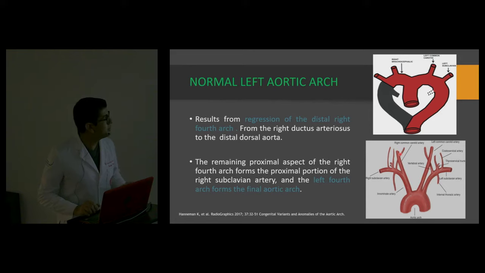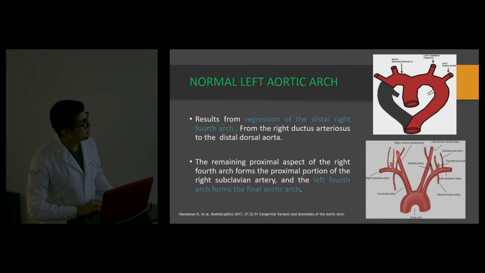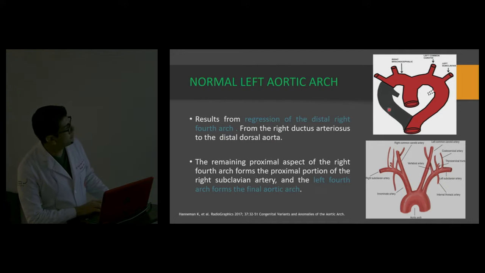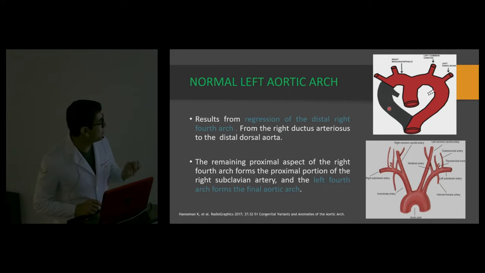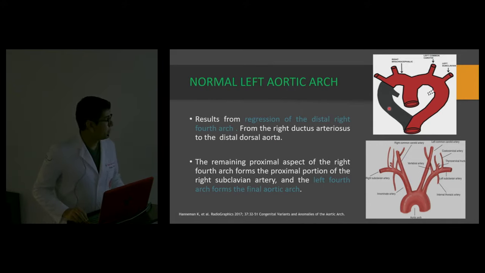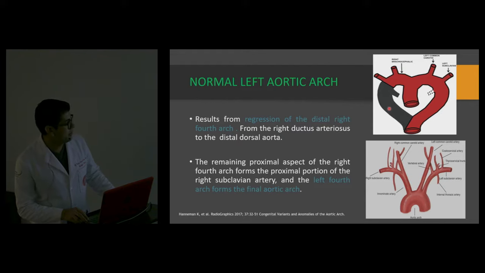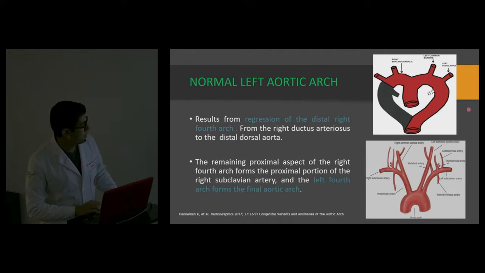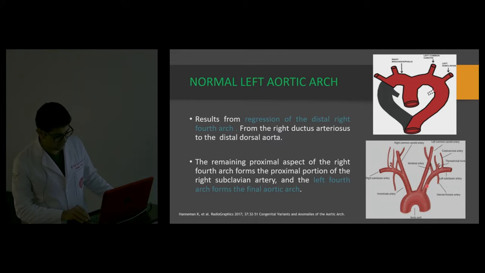Okay, and to understand anomalies, we have to remember how the normal left aortic arch forms too. In this picture, we can see in color the regression of the distal right fourth arch. The normal left aortic arch results from regression of the distal fourth arch from the right ductus arteriosus to the distal dorsal aorta. The proximal aspect of the right fourth arch forms the proximal portion of the right subclavian artery, and the left fourth arch forms the final aortic arch. And this is the schematic of this final aortic arch.